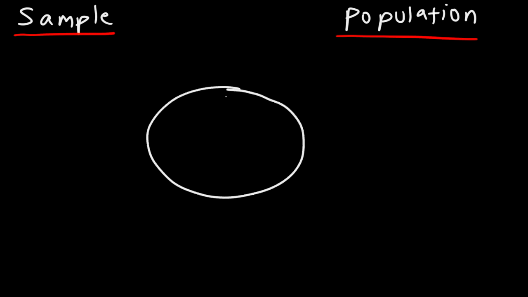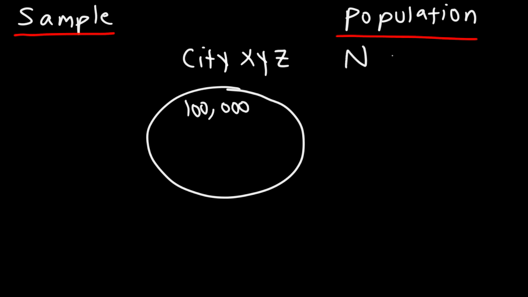Let's draw a circle. And let's say this circle represents the population in city XYZ. So let's say this city has 100,000 people living in it. That's going to be the population, represented by capital N. Now let's say that we want to measure the average weight of all citizens in the city.